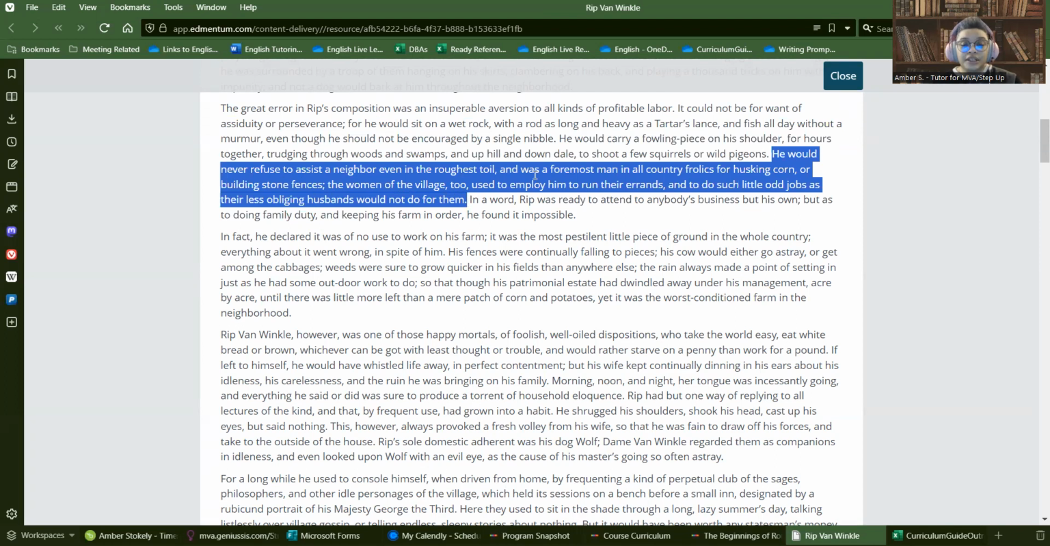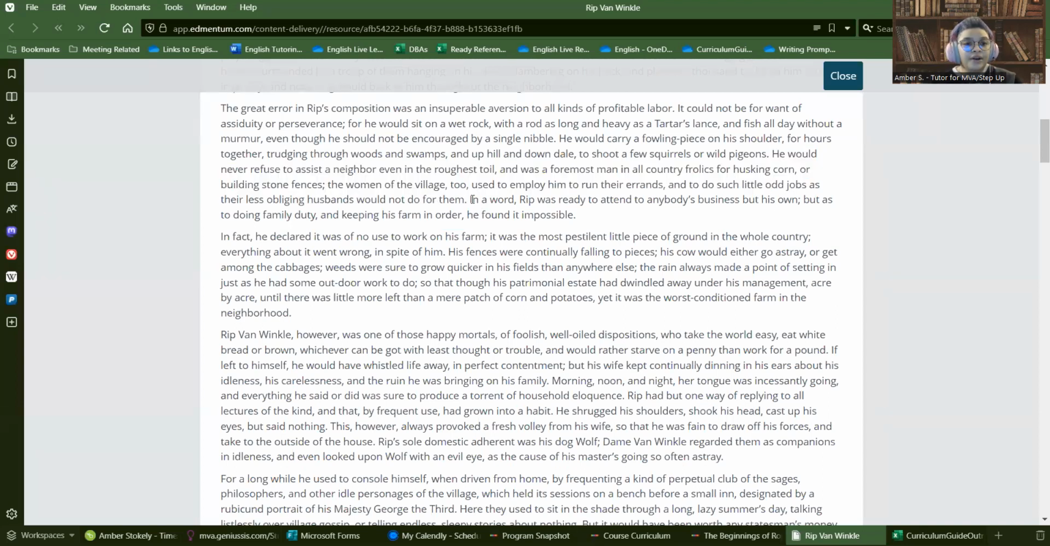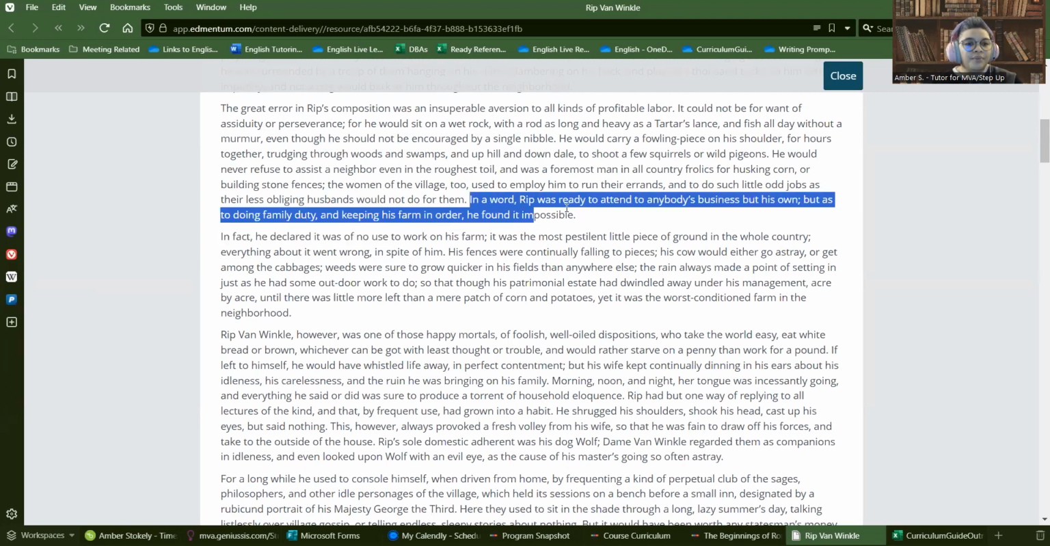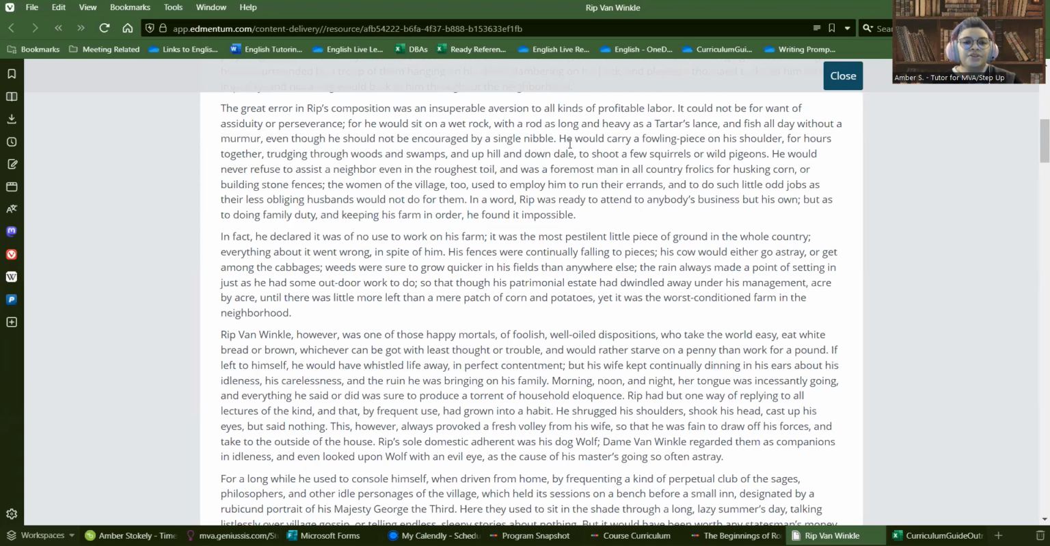So the issue isn't that he can't work. He's working all the time. He's just not doing it for money, right? "In a word, Rip was ready to attend to anybody's business but his own." Exactly. "But as to doing family duty and keeping his farm in order, he found it impossible." So he'll do work for anybody else. His own work, he can't do.